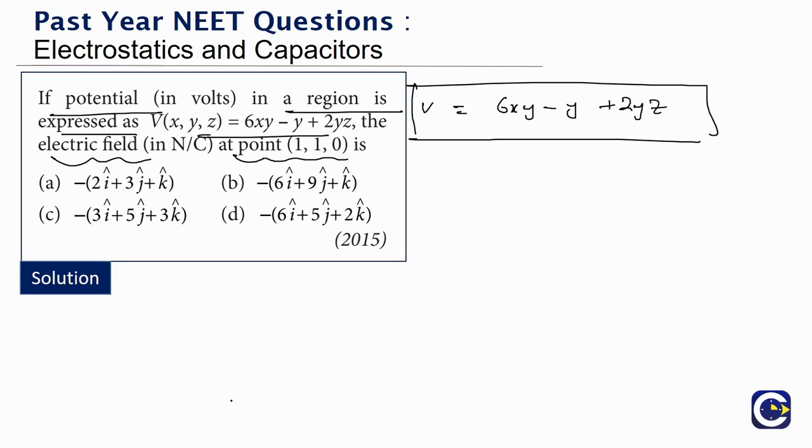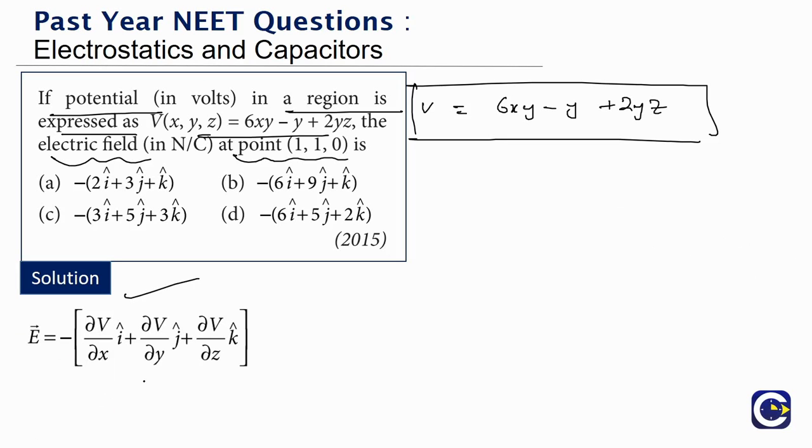So the overall electric field is given by minus of dou v by dou x into i cap plus dou v by dou y into j cap plus dou v by dou z into k cap, because minus dou v by dou x is the x component, minus dou v by dou y is the y component, minus dou v by dou z is the z component. That is why the entire electric field is represented by this expression. Now we have to go and find each of them.